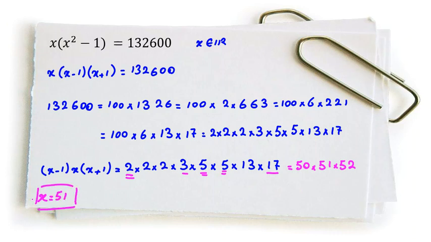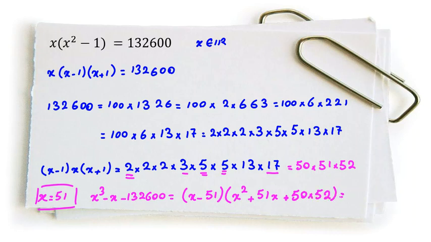And because the degree is 3, we can factorize. If you multiply, it will be x cubed minus x, and let's take it to the left hand side, minus 132,600. Because x equals 51 is one answer, x minus 51 is one factor. Then we place x squared to create x cubed. We don't have x squared here, so negative 51x squared, we place 51x. And then at the end, for creating this, it's 51 squared plus 50 times 52. Okay, and this is our factorization.